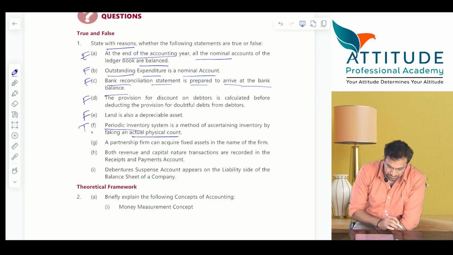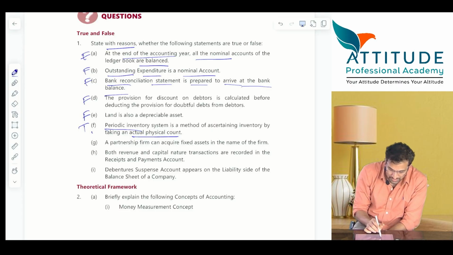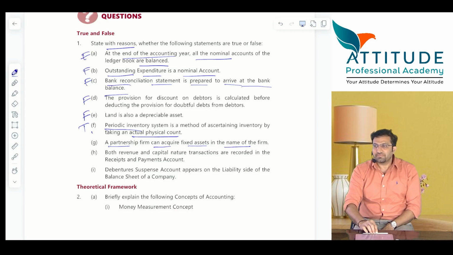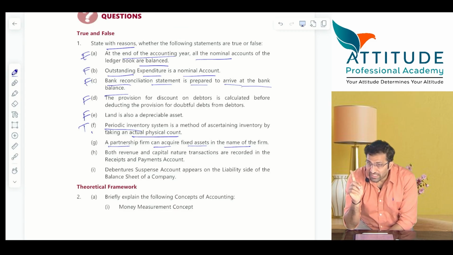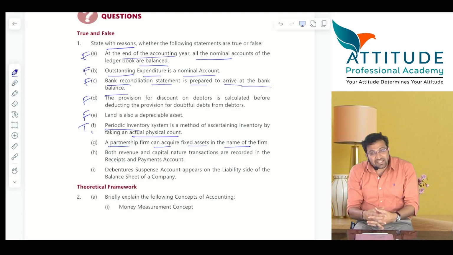Next one is very interesting. This is related to law also, so please be careful. Partnership firm can acquire fixed assets in the name of the firm. They are saying partnership firm, not LLP. It is not a limited liability partnership. Partnership firm. Why? Partnership firm is not a separate legal entity. Partnership firm and partners are one and the same.